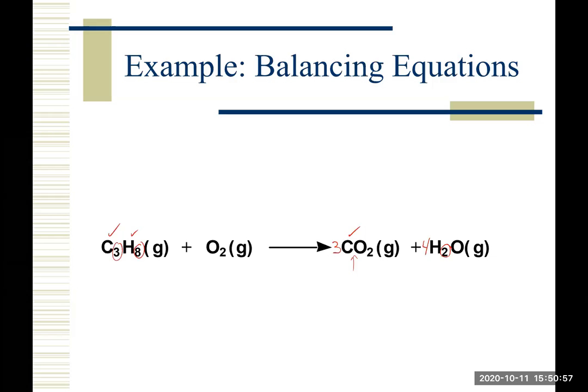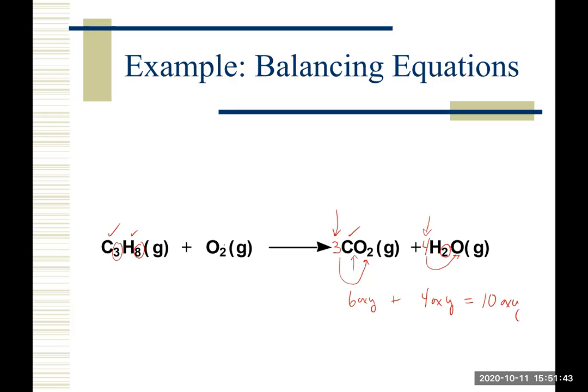We look at oxygen last because, as you can see, by adding this 3 stoichiometric coefficient and this 4 stoichiometric coefficient, we've influenced the number of oxygens we have in both of those compounds. In fact, if we look at CO2, we have 2 times 3, which gives us a total of 6 oxygens. And if we look at the water, we have 4 times 1, because there's a presumed 1 there, giving us a total of 4 oxygens. When we add those together, that gives us a total in the products of 10 oxygens.